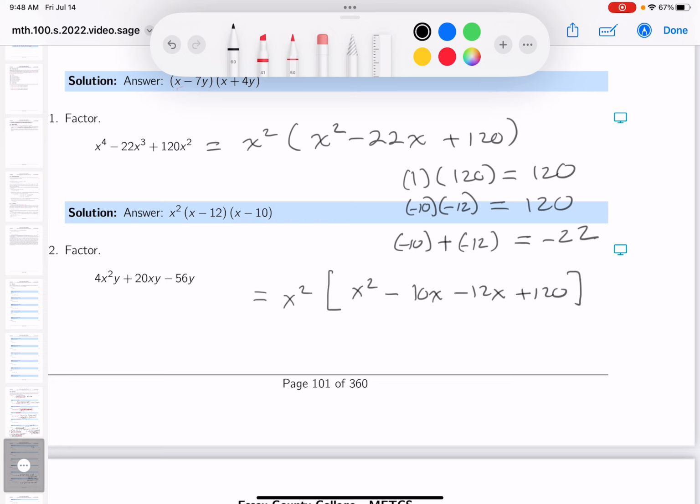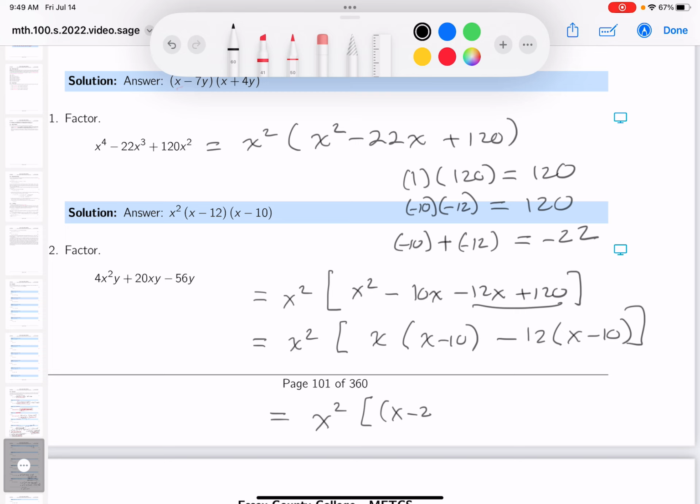And again, the AC rule for me is a lot more writing. But let's keep doing it. What do you get? x squared. x comes out from the first two terms. What do you get? x minus 10. From the second two terms, minus 12. What do you get there? x minus 10. What am I going to do over here? Well, I'm going to factor that. x minus 10 comes out, and you get x minus 12.